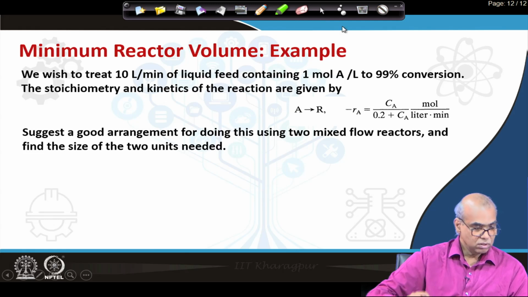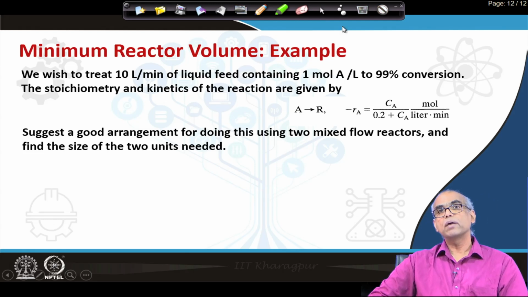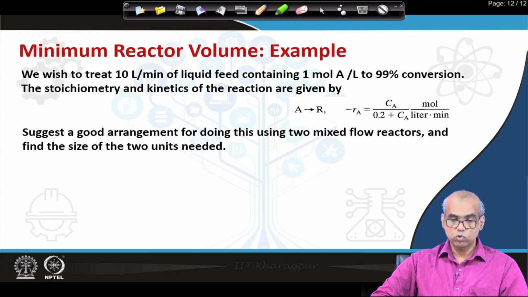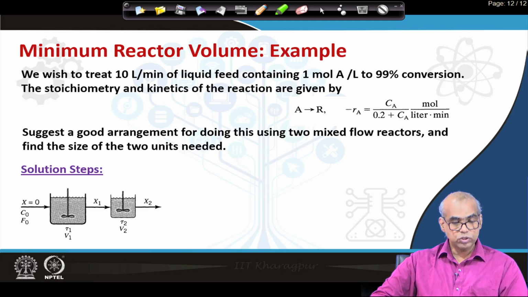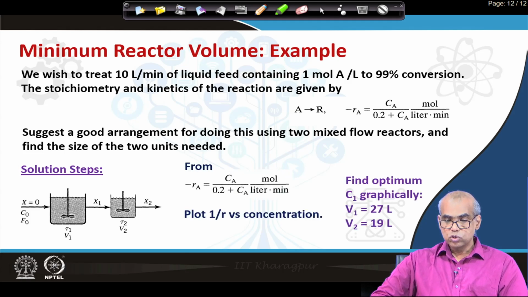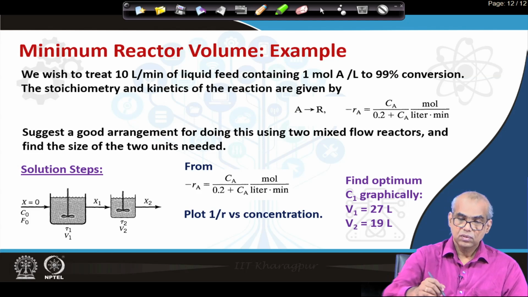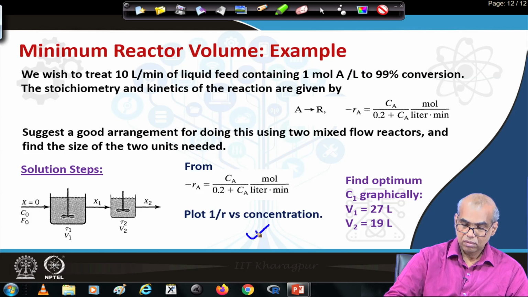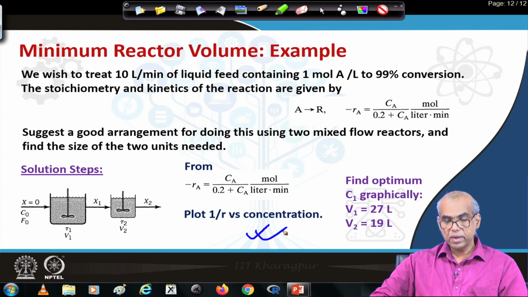So, you just follow whatever we have discussed in the previous two slides. So, I will just show you the solution steps. We have two CSTRs in series. So, the kinetics of the reaction is given. So, you can plot 1 by R_A versus concentration.